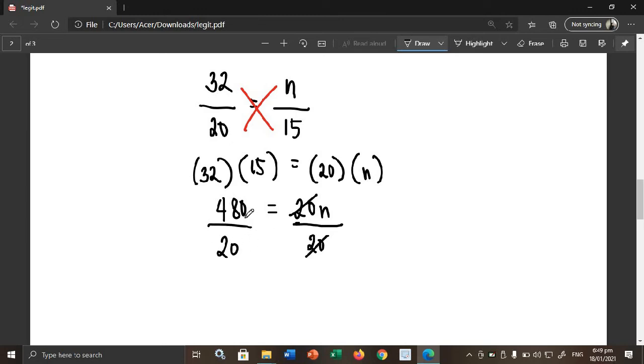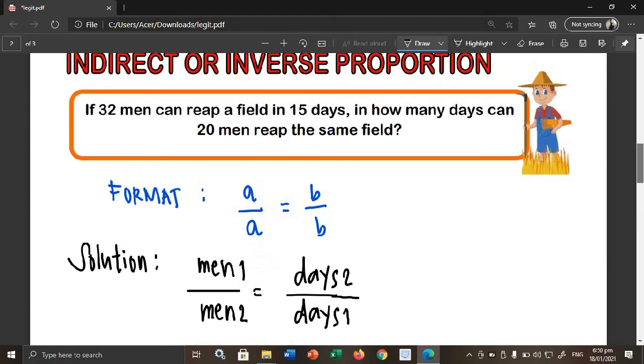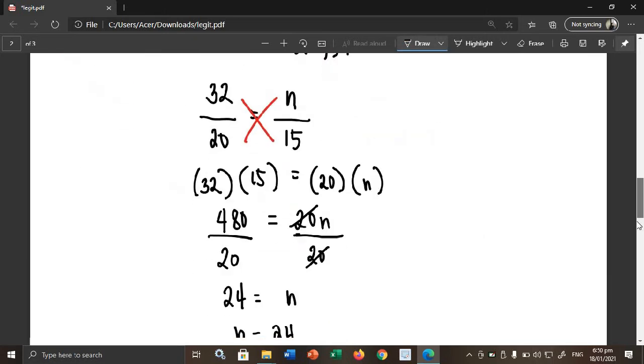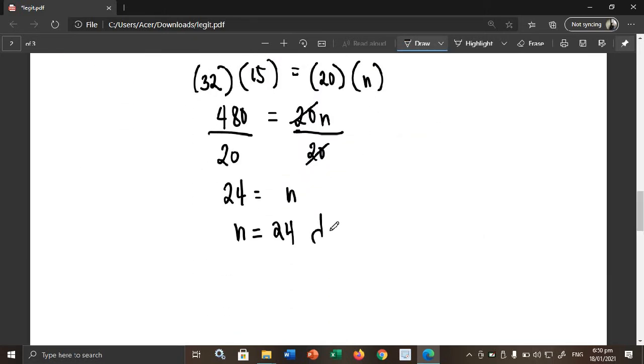So, 480 divided by 20, that will be equal to 24. And this will be equal to n. This 24 equals n can be written as n is equal to 24. They are just the same. So, we are looking for the number of days. So, ang unit ng sagot natin, ng answer natin is days. Okay? So, we have 24 days.